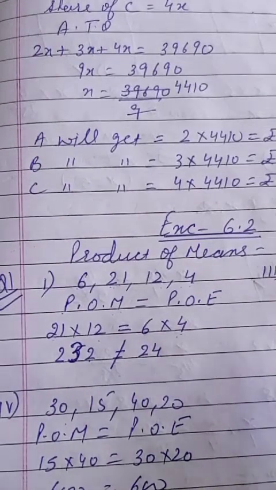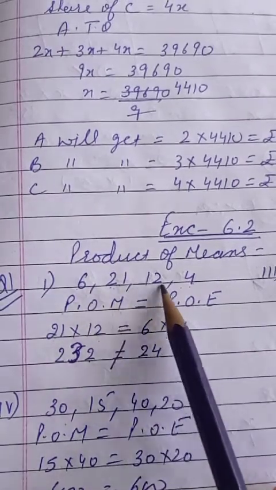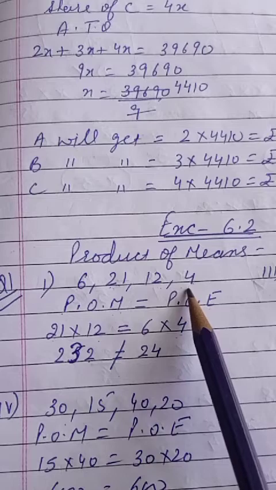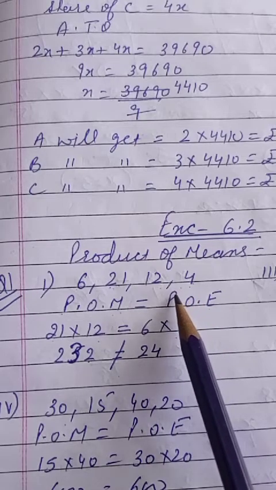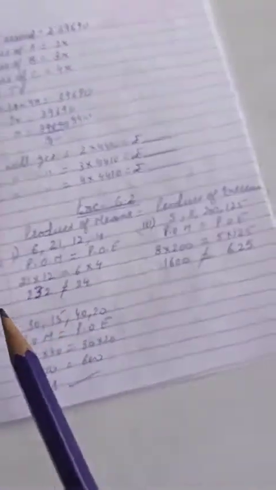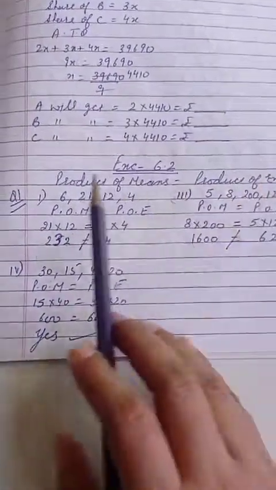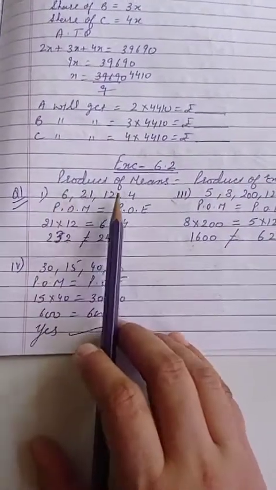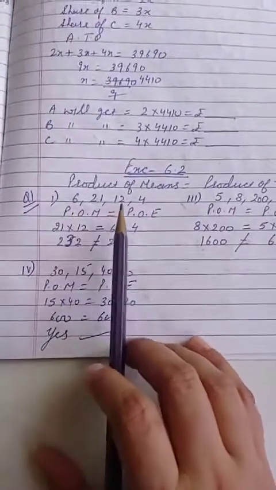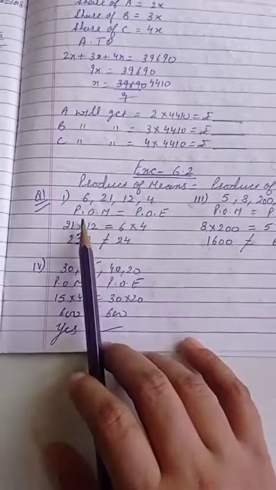Now exercise 6.2, check whether each of the following is in proportion or not. See, these 4 numbers are given here and you have to check whether they are in proportion or not. Remember this formula: 4 numbers are said to be in proportion if product of means is equal to product of extremes. See, what are extremes? Extreme means the outer positions. 6 and 4 are the extremes, and what are means? 21 and 12. Now apply the formula.